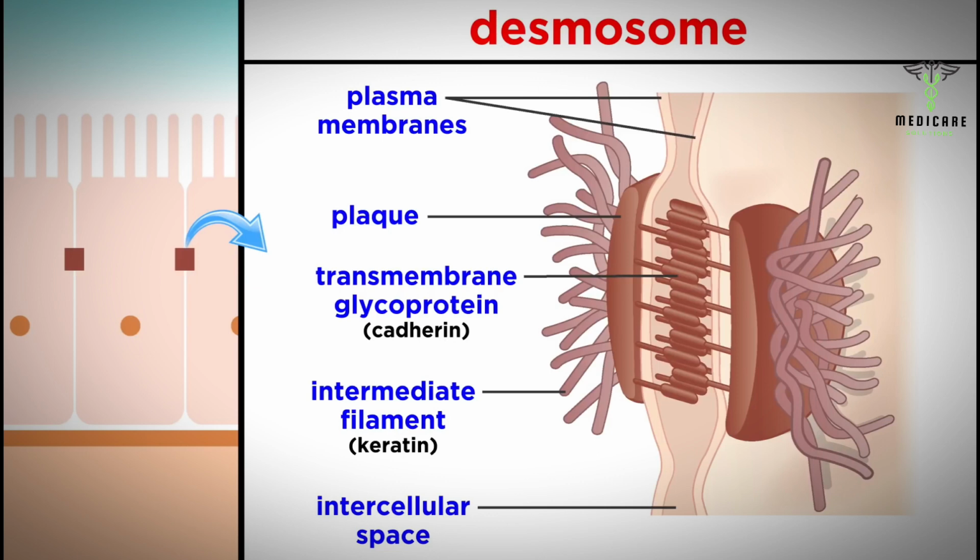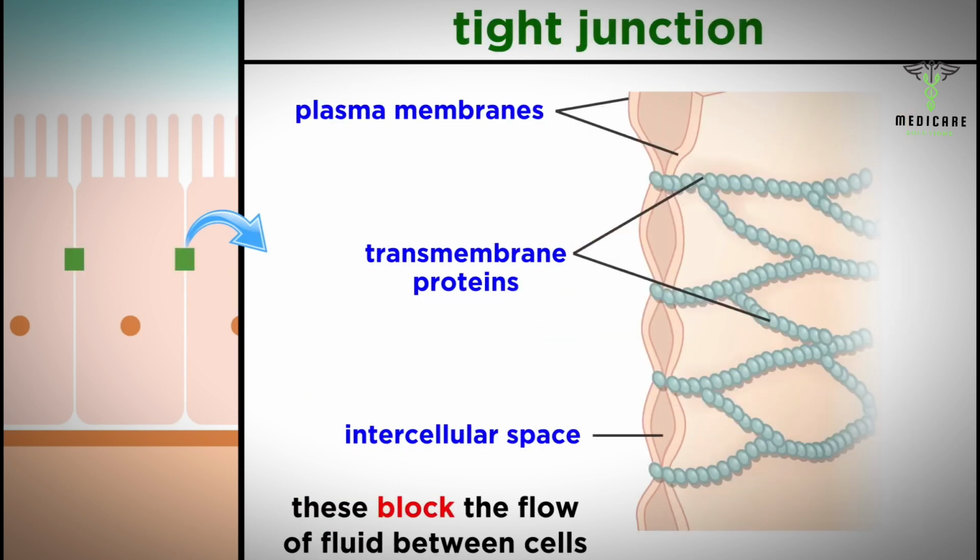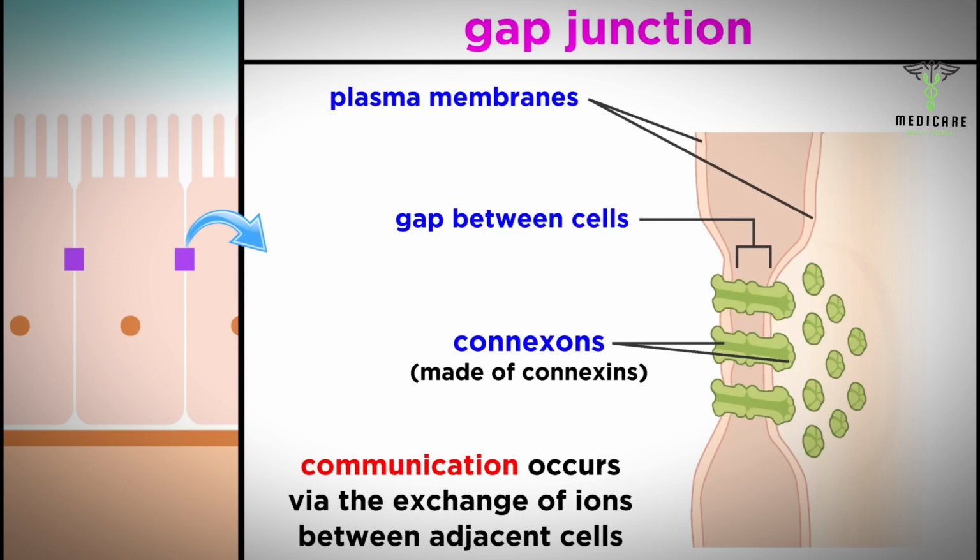Depending on the specific function of the tissue, there can also be tight junctions, which block the flow of fluids between cells, and gap junctions, which are pores that connect adjacent cells, allowing for communication via the transmission of ions that can carry electric current.